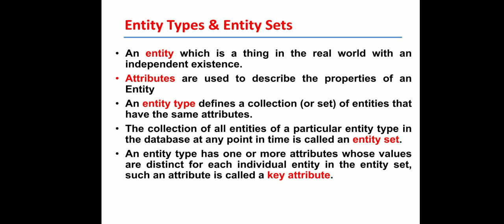Next is a key attribute. An entity type has one or more attributes whose values are distinct for each individual entity in the entity set. Such an attribute is called a key attribute. Every entity has one attribute that is going to identify it distinctly, meaning uniquely.